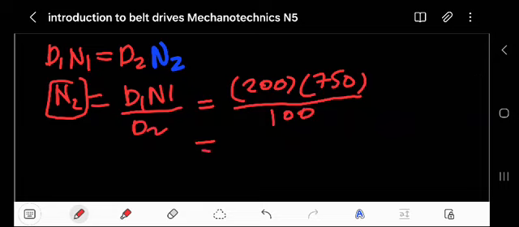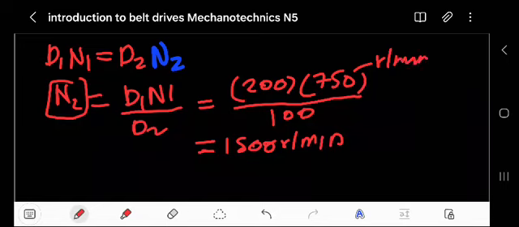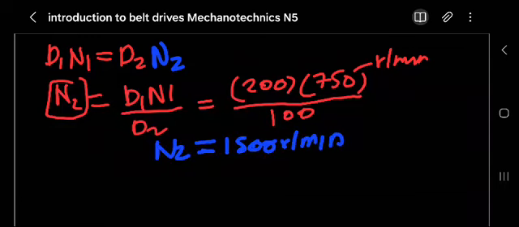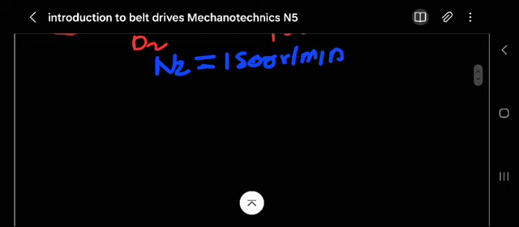So why use it? Even if you have a millimeter over a millimeter, they will simply cancel, so there's no need to convert there. Hopefully you understand. If you punch that in, you'll get 1500, which must be in revs per minute, because I've used this in revs per minute. So this is our n2, just a preview to remember. So this is how we go, guys.